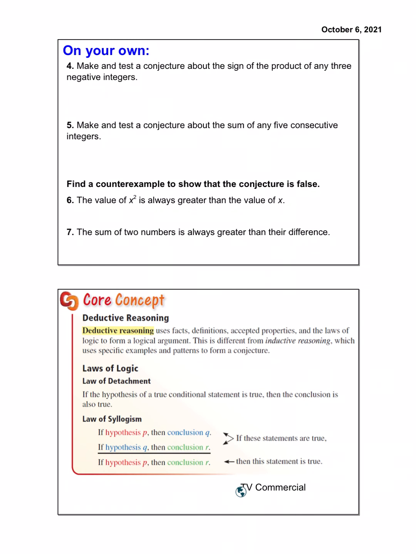This is part 2 of our 2.2 notes. We're starting with our core concept of deductive reasoning. Deductive reasoning uses facts, whereas inductive reasoning that we used in part 1 was more of observations. It uses facts, definitions, accepted properties, and laws of logic to form a logical argument. This is different from inductive reasoning, which uses specific examples and patterns to form the conjecture.